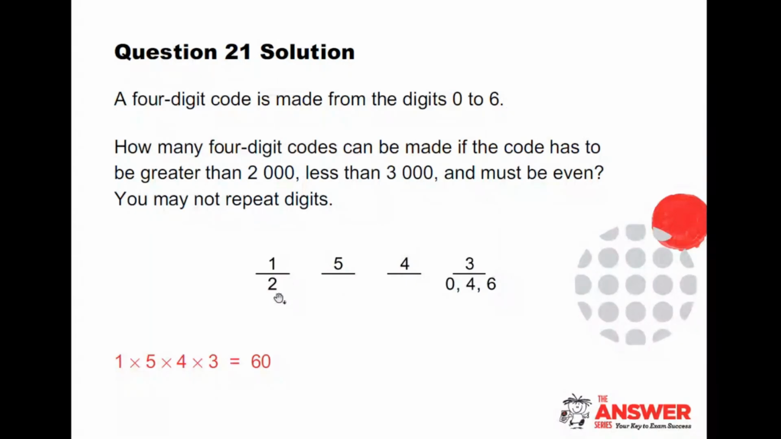I can't use 2 because they said I couldn't repeat digits. So the last digit has to be a 0, a 4, or a 6. So there are 3 possibilities. How many digits did I have in total? 0, 1, 2, 3, 4, 5, 6. I've got 7 of them. I've used a 2 in the beginning. I've used one of these at the end, which means I'm left with 5 possible digits. So there are 5 there, 4 there, because whatever I use here cannot be used here.